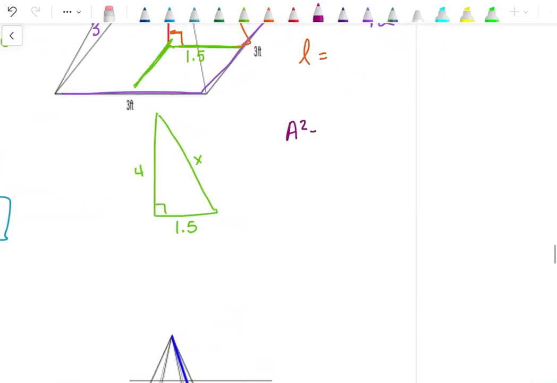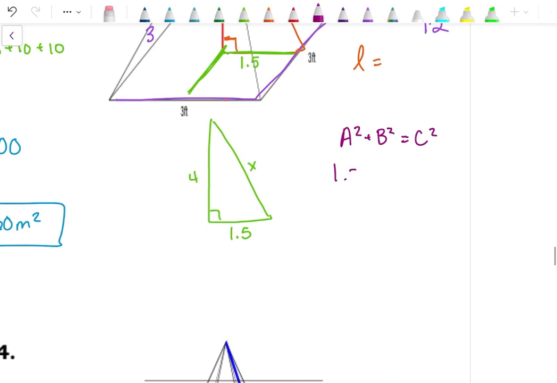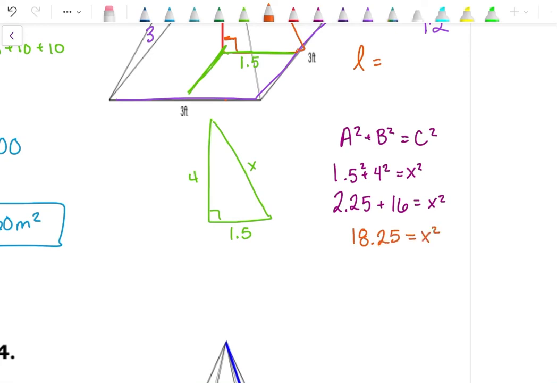So a squared plus b squared equals c squared. A squared is going to be 1.5. B squared is going to be 4. And c squared is going to be, we don't know, so x squared. 1.5 squared is going to be 2.25. 4 squared is 16, and x squared we still don't know. And then I gotta add those together, so adding those together, I get 18.25 equals x squared.